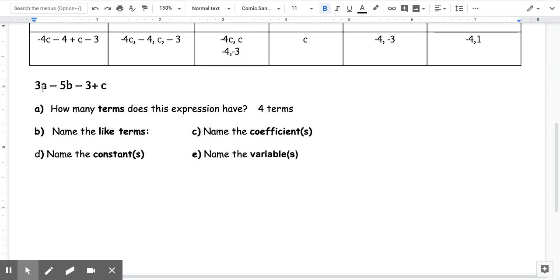Like terms. I have an A, a B, a C, and then the negative 3. So I see that there are no like terms. So you can just write no like terms because there are no like terms.